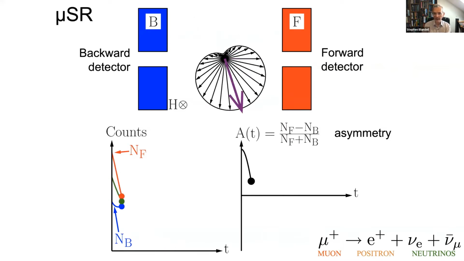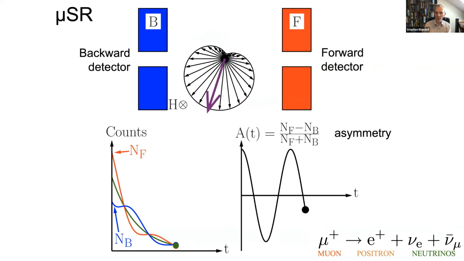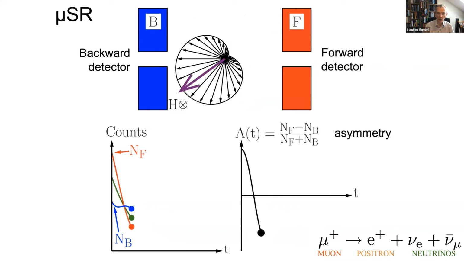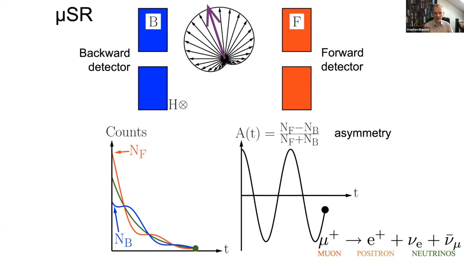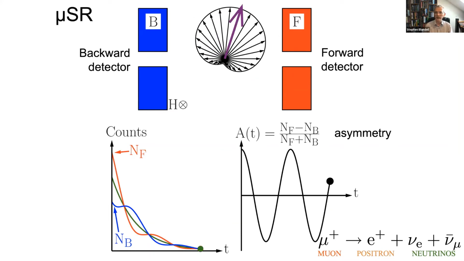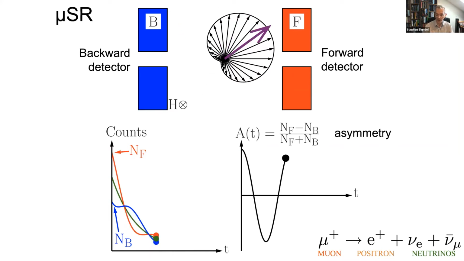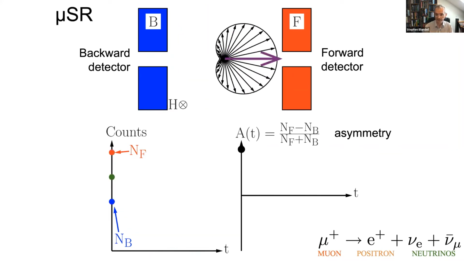It's just radioactive decay. But superimposed on top of that, if you look at these two different detectors, forward and backward, you can essentially measure the polarization of the muon as it rotates. And if you take those two signals and subtract them, you can measure a precession frequency. And this allows you to measure internal fields inside samples.